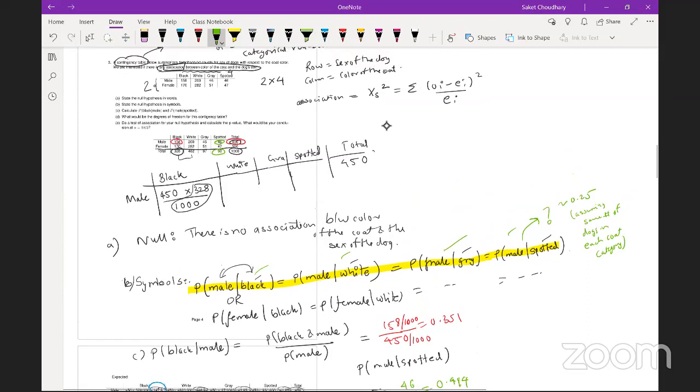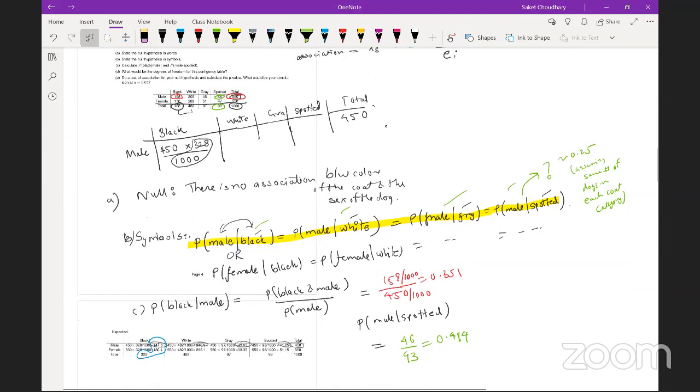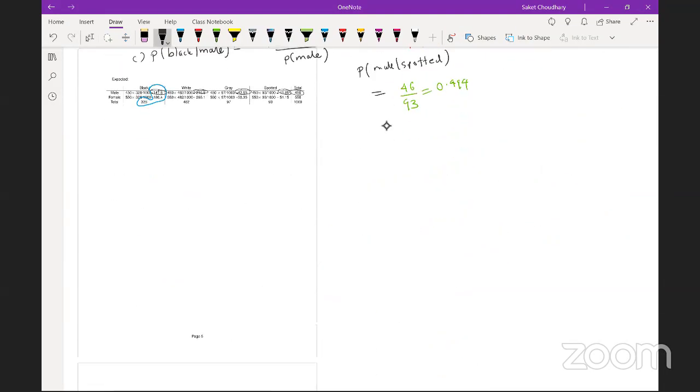Okay, so if we want to do a test for association now, before we do that, we want to be able to do problem D. The number of degrees of freedom is given by R minus 1 times C minus 1, where R is the number of rows and C is the number of columns. This is 2 minus 1 times 4 minus 1, which is essentially 3.